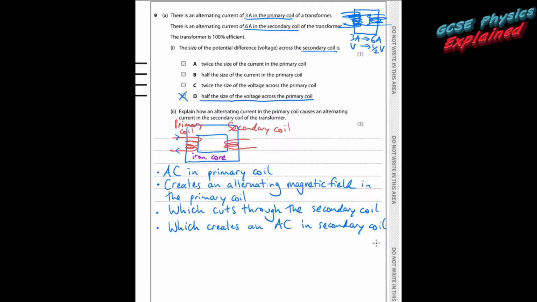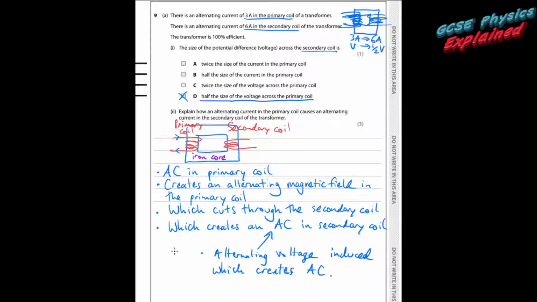Well, remember, what came first, the chicken or the egg? We're not sure. But what comes first, the voltage or the current? The voltage. So technically, before the alternating current is induced, an alternating voltage is induced, which creates the alternating current.